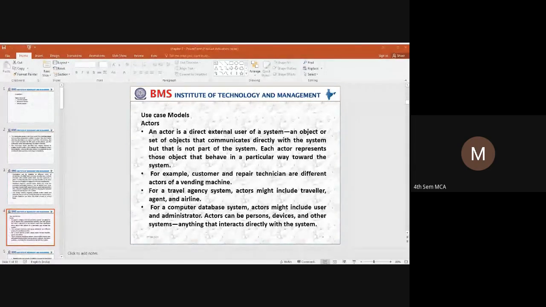So how do we represent a use case in UML? The use case is represented by an oval shape. By using this oval shape, it indicates the functionality of the system, whatever the major functionalities are. So all these functionalities are represented with respect to the system.